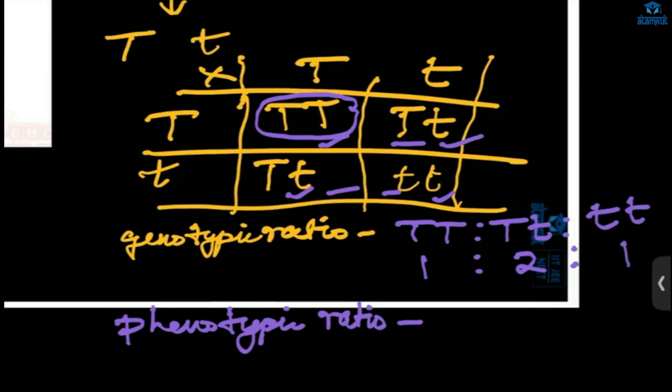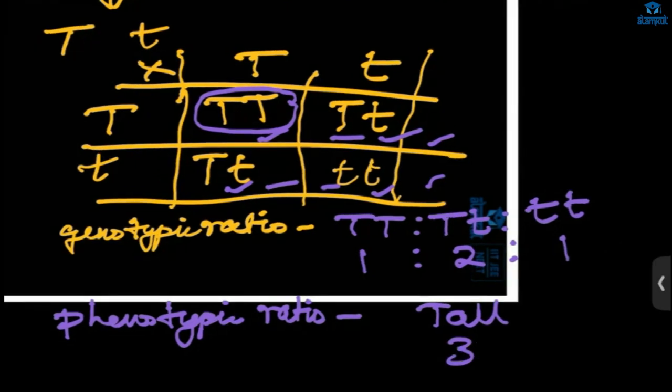This phenotypic ratio, in this column, in this table, what are we finding? One is tall, then again one is tall and both short. How many tall individuals are here? Three. And the other character? Only 1. Other characters are 3, right? Dwarf. Dwarf is another character. So, phenotypic ratio is 3:1.